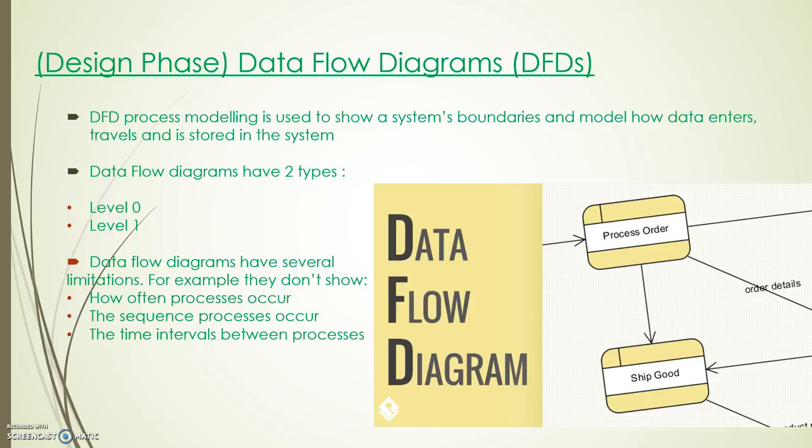Now, data flow diagrams. Data flow process modeling is used to show a system's boundaries and model how data enters, travels, and is stored in the system. Data flow diagrams have two types. We have the level 0 and the level 1. The data flow diagram has several limitations. For example, they don't show how often processes occur, they don't show the sequence processes occur, they don't show the time interval between processes.